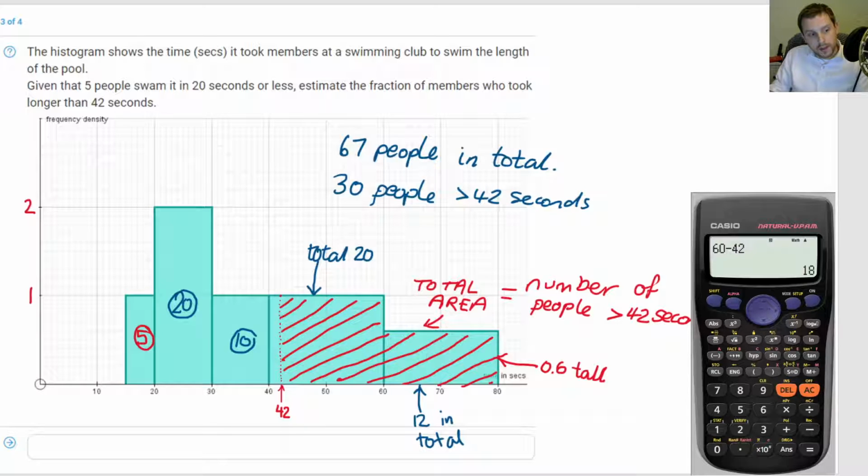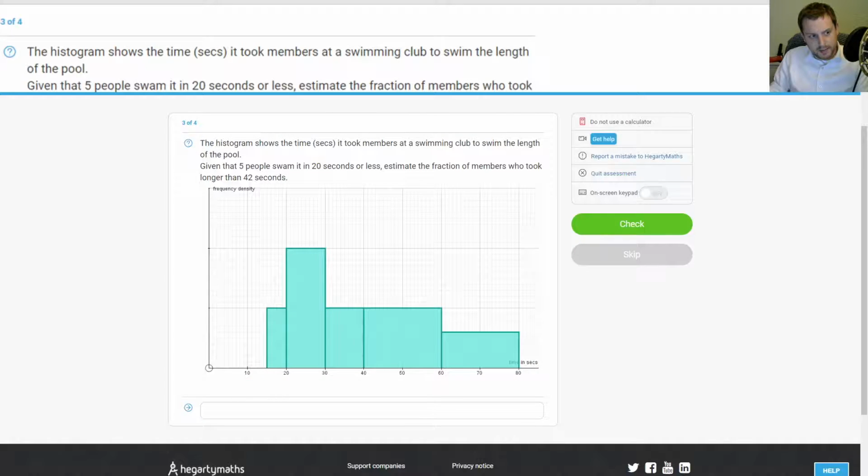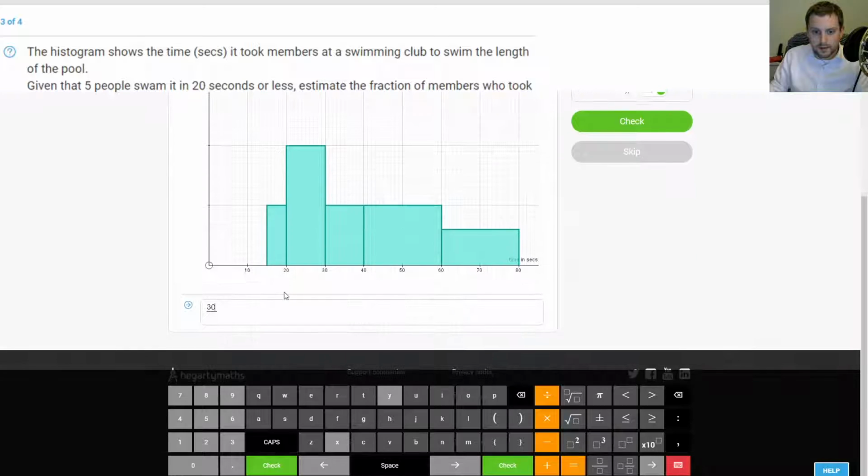Let me just get rid of the calculator again so you can see that writing. So this total area, we've actually figured it out, that was 30. So this is 30 out of 67. It's 30 people who took longer than 42 seconds out of 67. So assuming I haven't made a silly mistake, I should be able to go back onto here, bring up the on-screen keyboard and go 30 over 67.